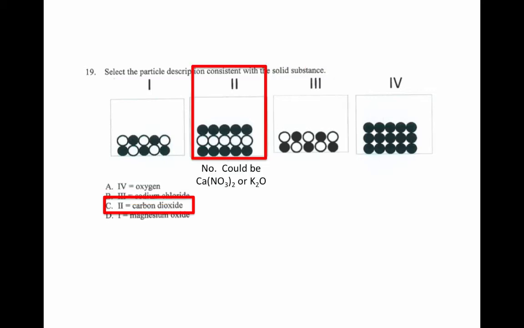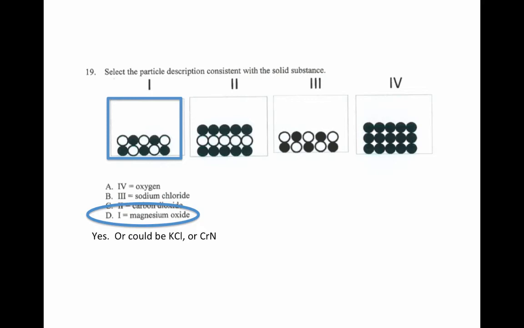Carbon dioxide? Carbon dioxide would be a molecular solid. This is an ionic one. Calcium nitrate, potassium oxide, those would be consistent with this description. Which brings us down to 1.